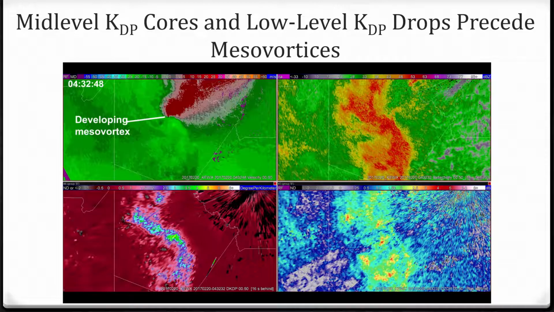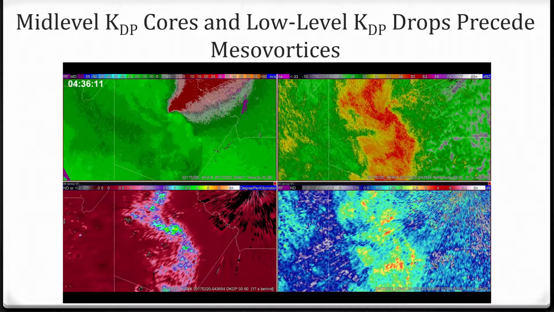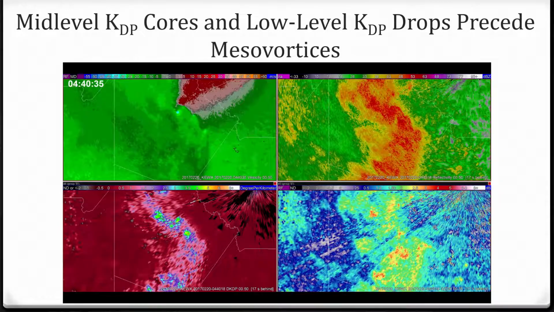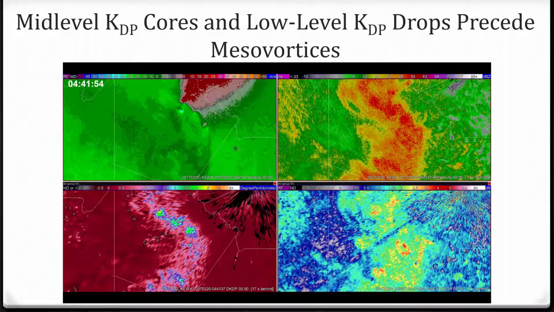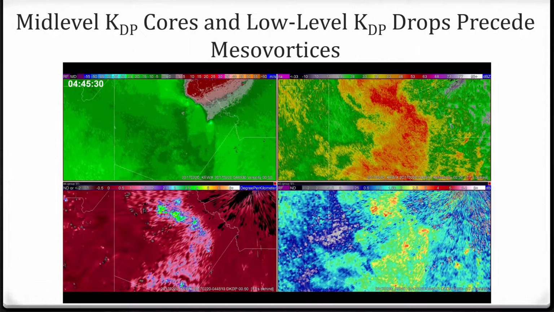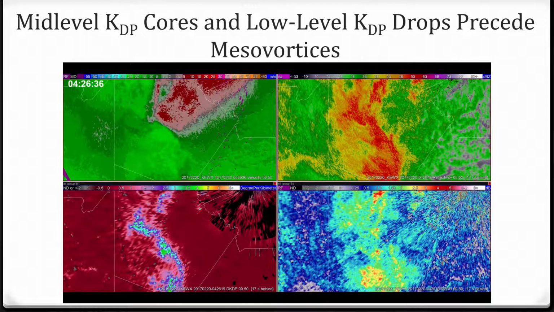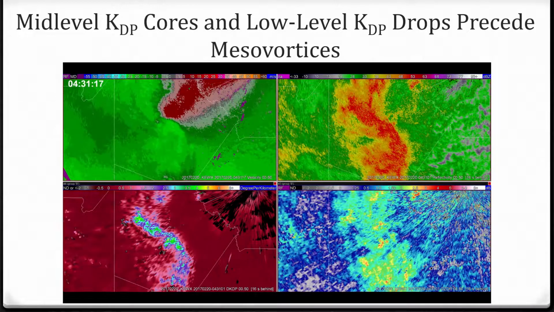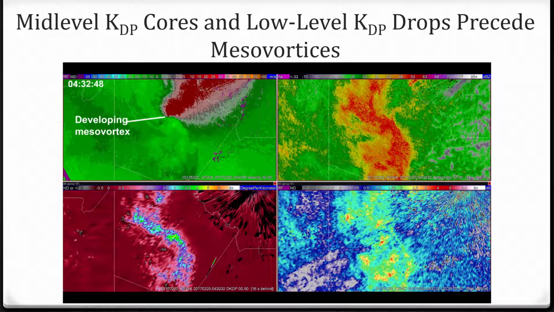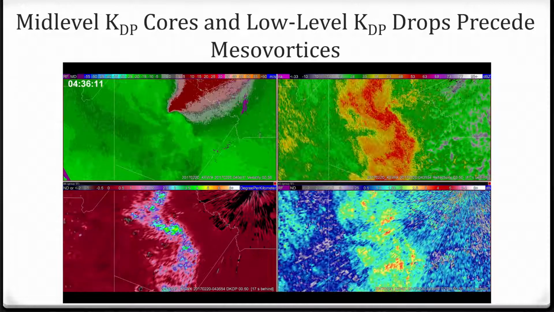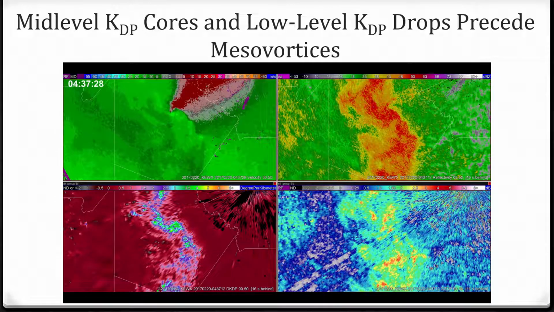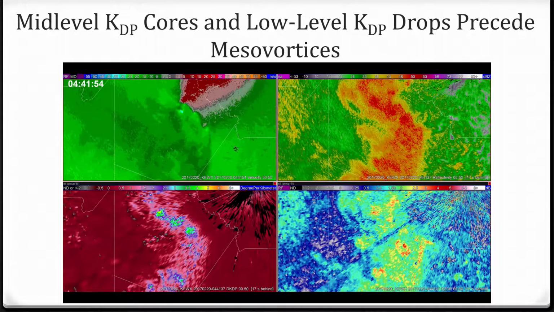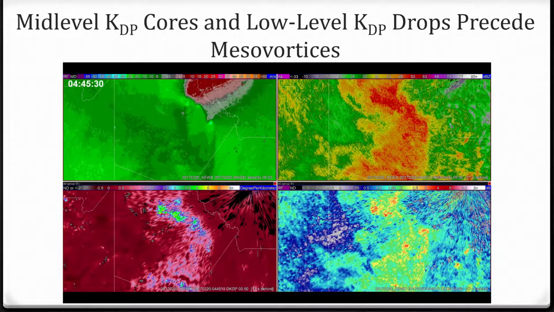And this animation shows an example of the KDP drop, which is typically on the back side of the convective line. And it's similar in theory to the reflectivity drop. So basically you have a descending rear inflow jet. With that you get evaporation. And so as you lose those raindrops, your KDP and your Z decrease. This particular animation also shows another signature, what we're calling a low-level KDP core. So just a KDP core seen at the 0.5 degree elevation angle. We'll talk more about that signature a little bit later, but just wanted to point it out in this animation as well.